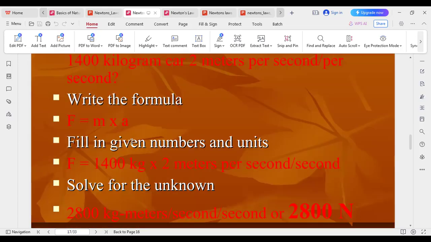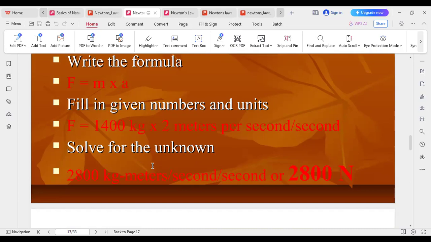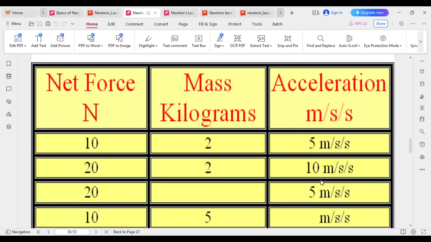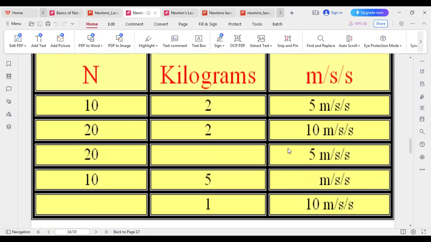Second law example: how much force is needed to accelerate a 1400 kilogram car at 2 meters per second squared? Write the formula F equals ma and fill in the given numbers. Then we solve the problem. This will be 2800 Newtons. Now you must know net force, mass in kilograms, and acceleration. Net force will be 10, mass 2 kilograms, and acceleration, just applying F equals ma.